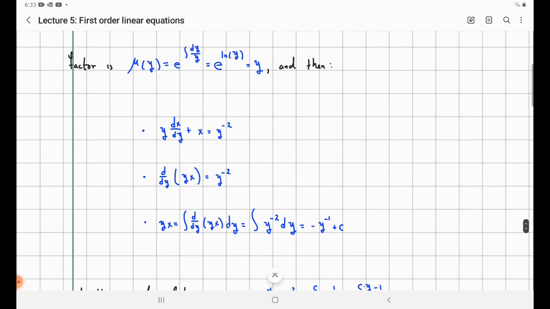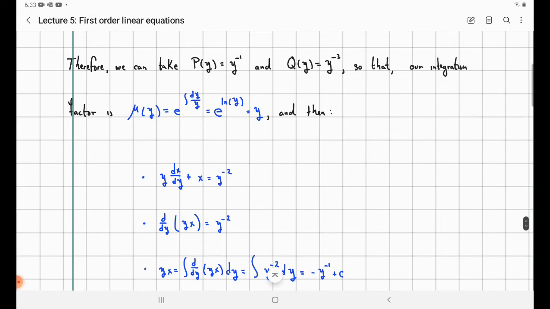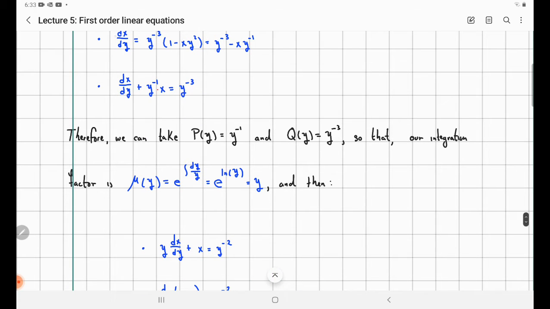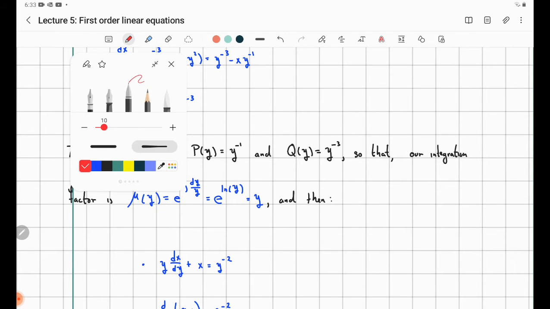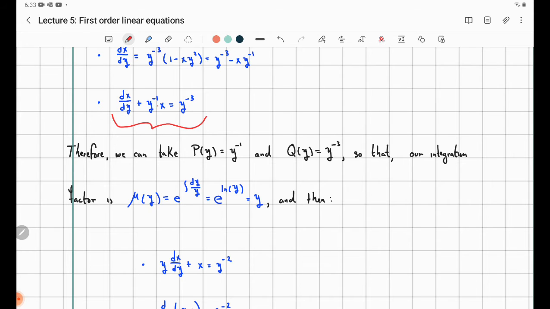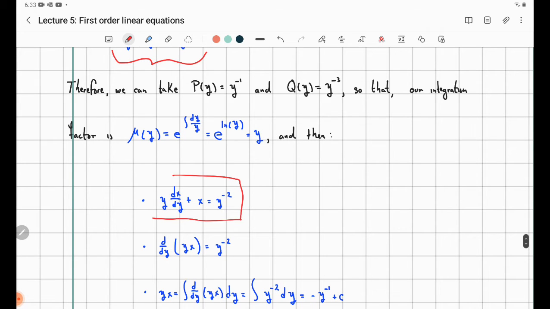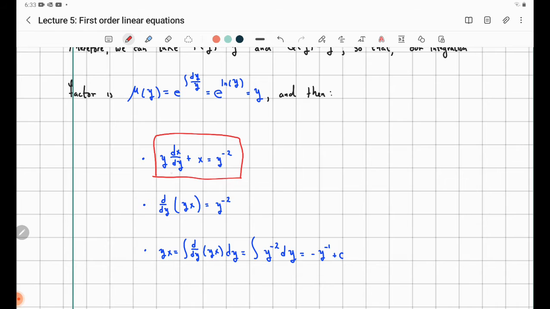Okay, so well, let's take this integration factor, mu of y, and multiply both sides of our equation. Recall that our equation is this one. If you multiply both sides of this equation by y, which is the integration factor, then you obtain this expression. Now, the left-hand side of this equality is the derivative of a product, the derivative of the product of y and x. So we can write this as the derivative of y times x, and the right-hand side is just the inverse of y squared.